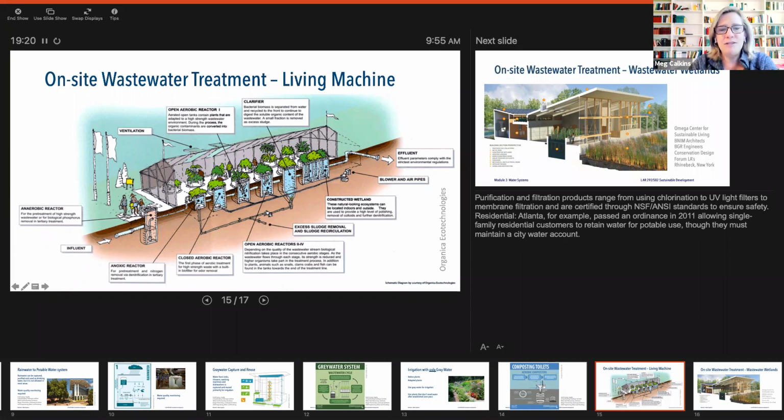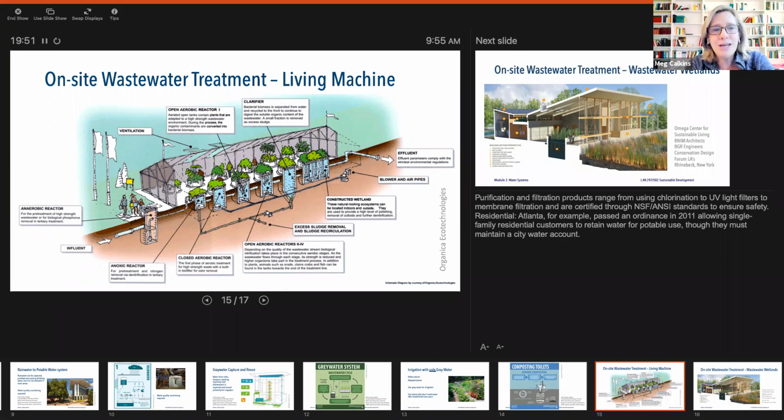So the sequence, the water moves through these tanks and then finally into a clarifier, which cleans a lot of the sediment out of the water, and then into a constructed wetland. Now, this constructed wetland could be inside or outside of the building. And then studies have shown that water from living machines is actually cleaner than what we call potable water coming from our cities and our counties.